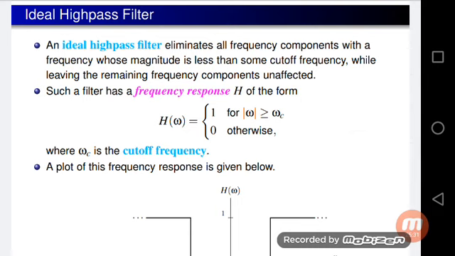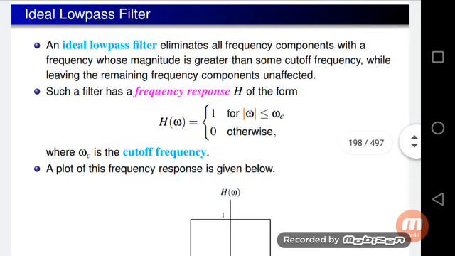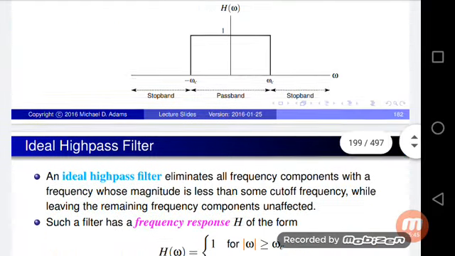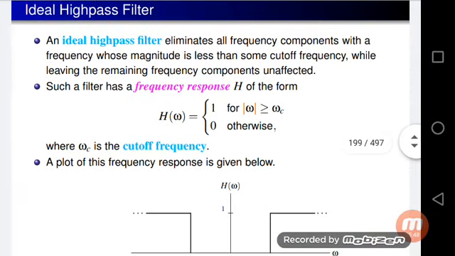And next one is the reverse operation, the ideal high pass filter. Previously we explained the ideal low pass filter, and now we are explaining the ideal high pass filter. An ideal high pass filter eliminates all frequency components whose magnitude is less than some cutoff frequency.